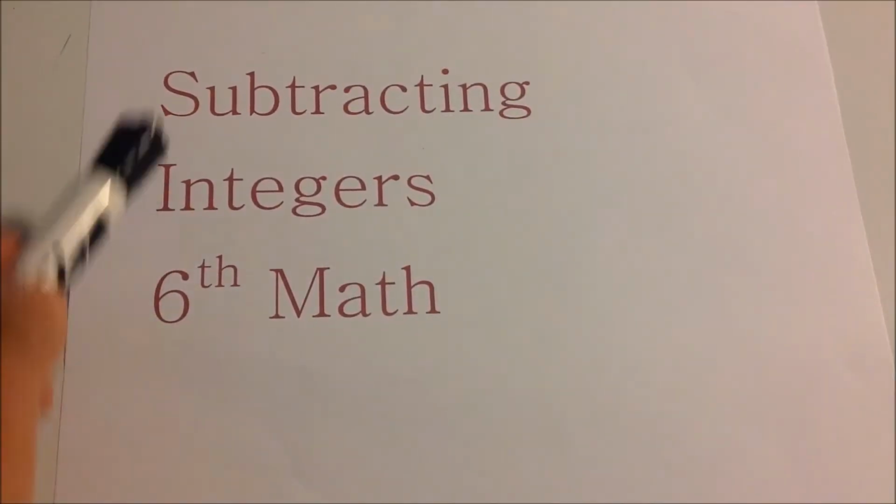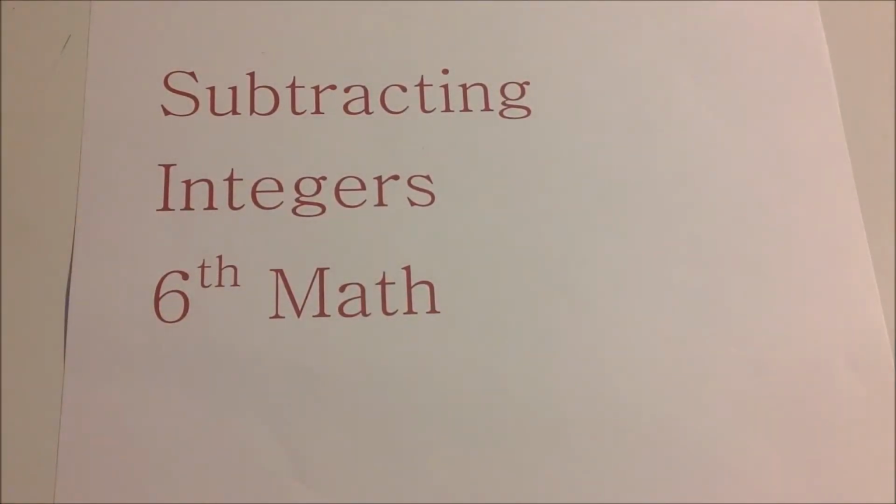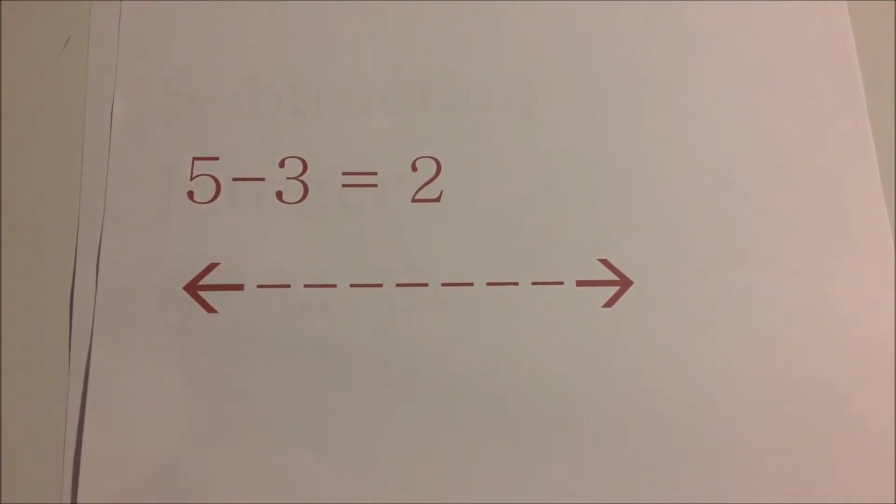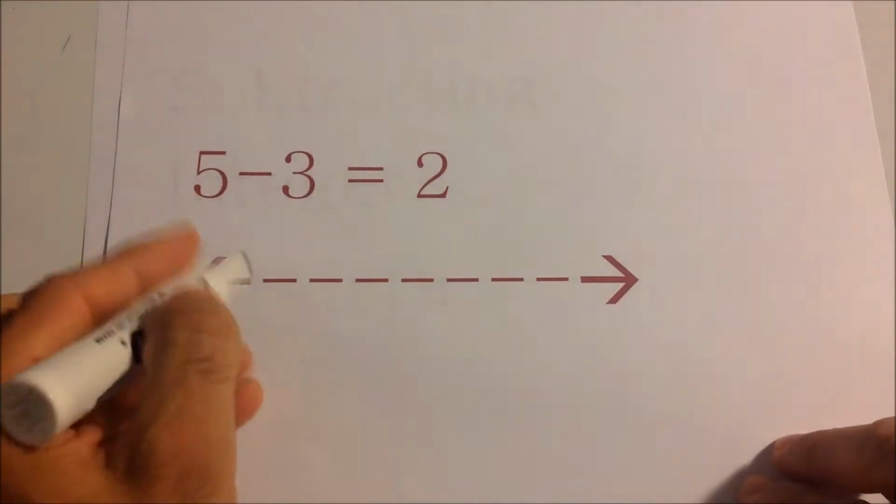Okay, here's our video on subtracting integers. Okay, so here's an example. You already know how to do this in our heads. 5 minus 3, right? We know 5 minus 3 is 2. But on a number line, we can look at it.